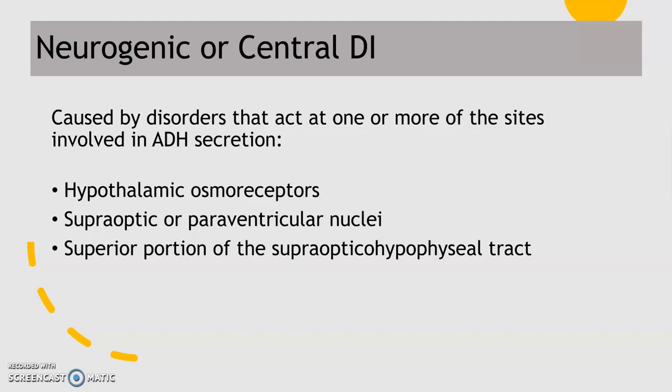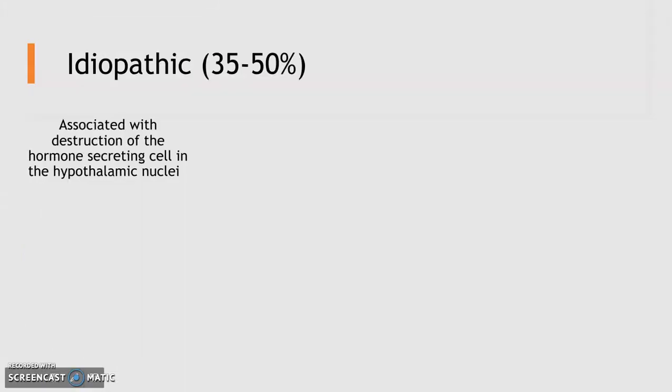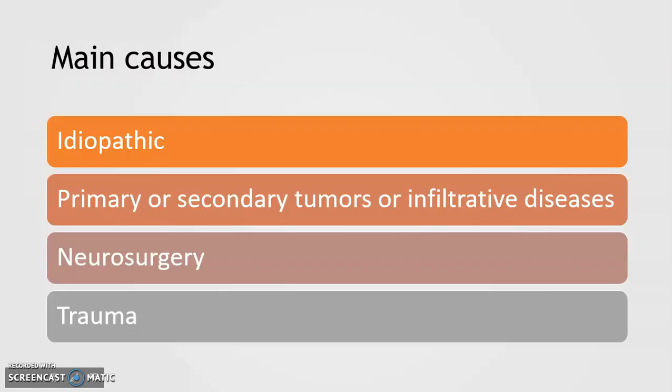So first off, neurogenic or central DI. This is caused by disorders that act at one or more of the sites involved in ADH secretion, such as hypothalamic osmoreceptors, supraoptic or paraventricular nuclei, or the superior portion of the supraoptic or hypophyseal tract. So the main causes for this disorder are idiopathic, primary or secondary tumors or infiltrative diseases, neurosurgery, or trauma.